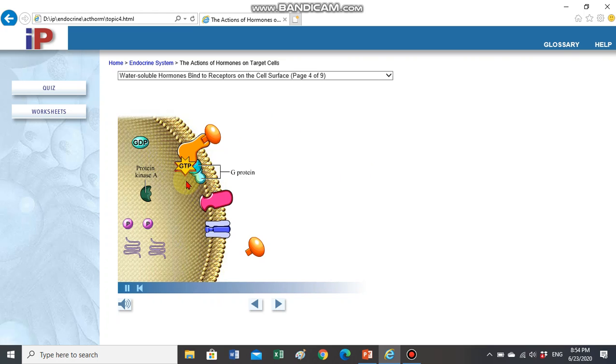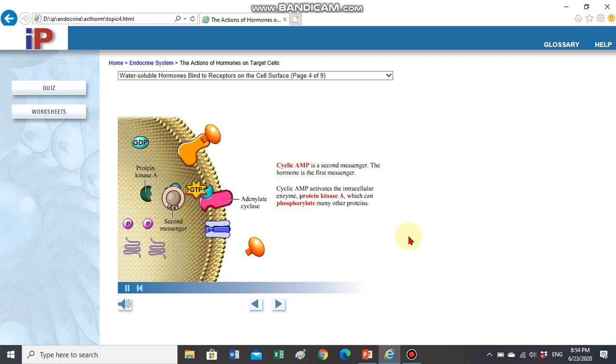Part of the activated G protein travels along the membrane and activates an enzyme called adenylate cyclase. Adenylate cyclase catalyzes the conversion of adenosine triphosphate, ATP, to cyclic adenosine monophosphate. Cyclic AMP is a second messenger. The hormone is the first messenger. Cyclic AMP activates the intracellular enzyme protein kinase A, which can phosphorylate many other proteins, activating some and inhibiting others.